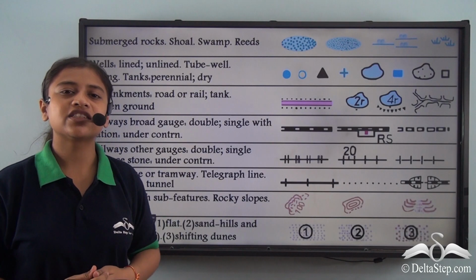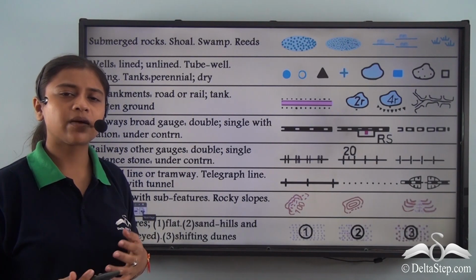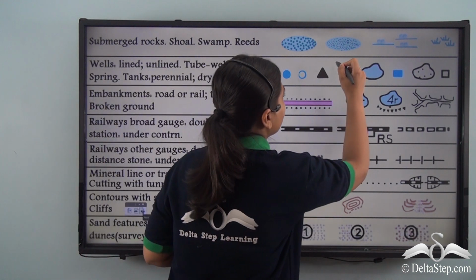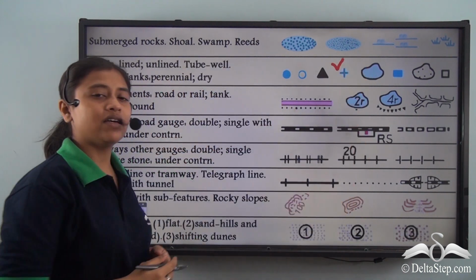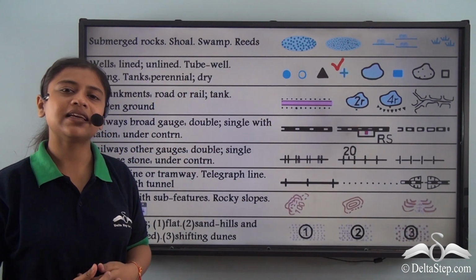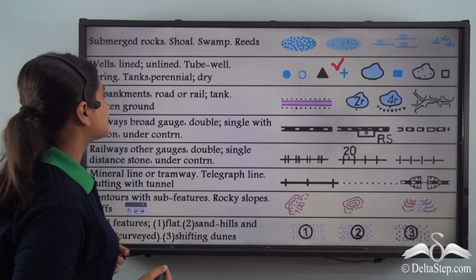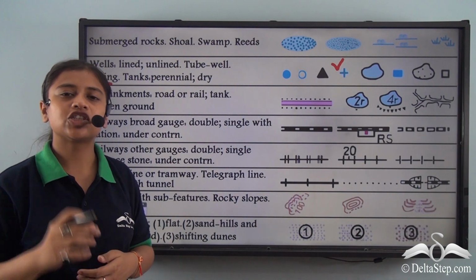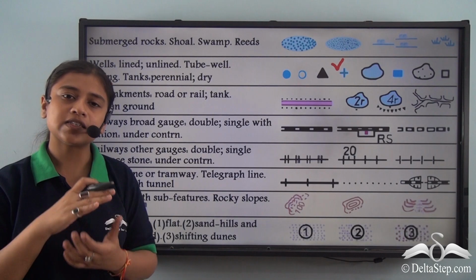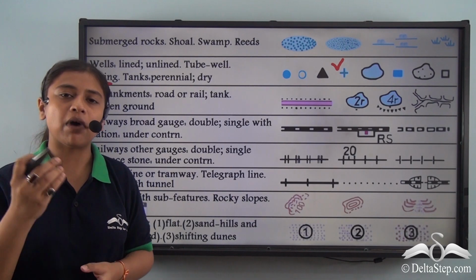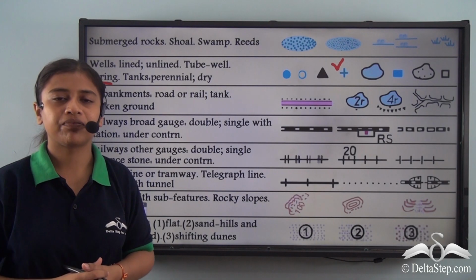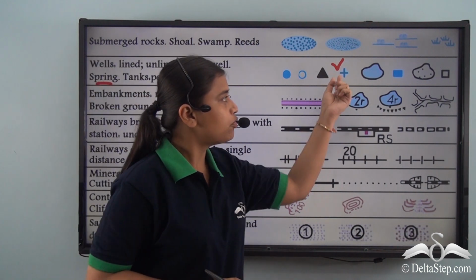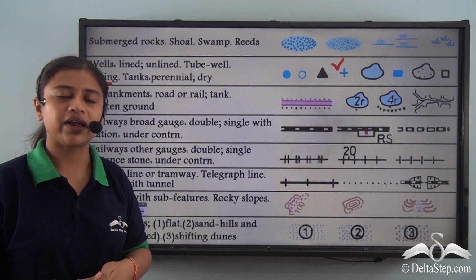Some other conventional signs could include a symbol like this. Now, what does a blue plus sign indicate? It indicates a spring. A spring means a small opening near the surface of the earth or in a mountain or in a plateau from where water could escape. So, a blue plus sign indicates a spring.